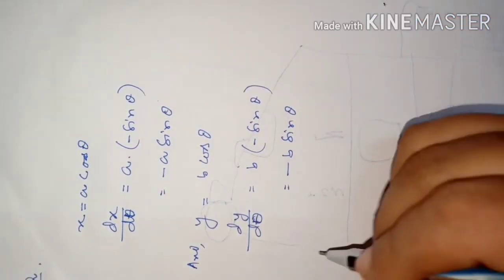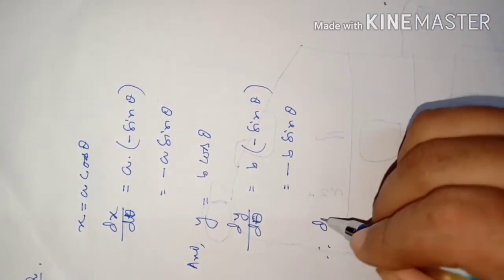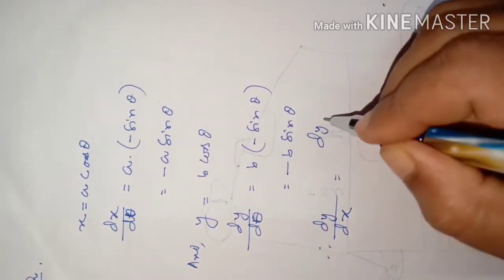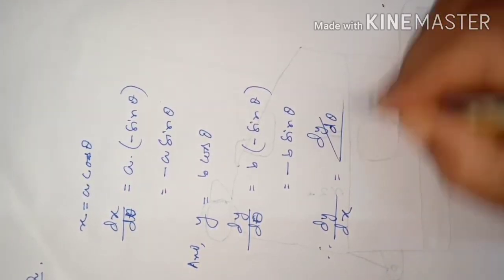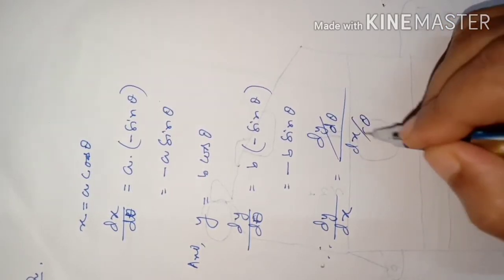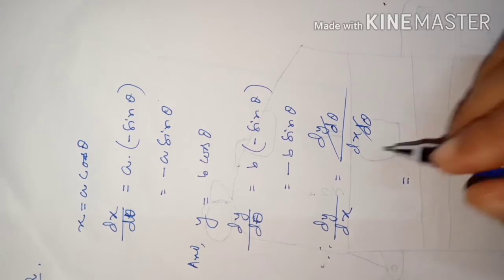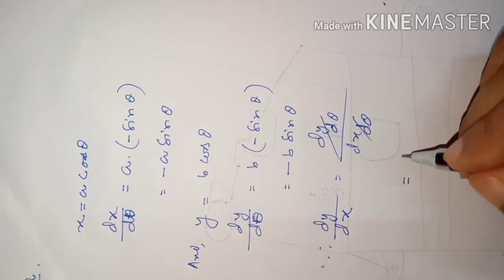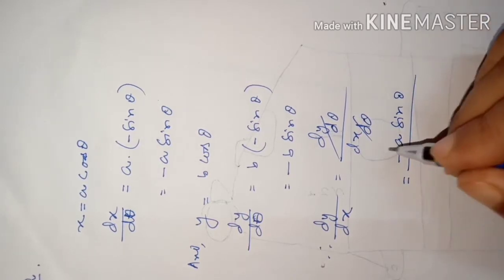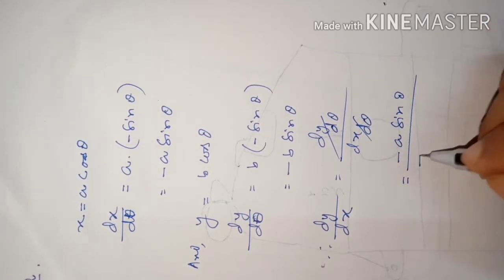So now you divide. Therefore dy by dx is equal to dy by d theta divided by dx by d theta. So what is dy by d theta? Minus a sin theta. What is dx by d theta? Minus b sin theta.